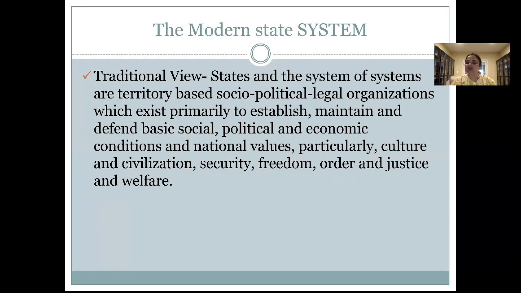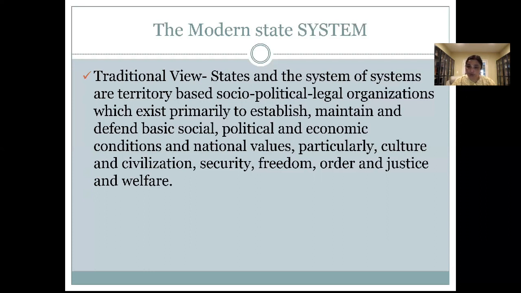Please understand, there is a traditional view of the way we look at the state. The state and the system of states are basically territory-based. They are social, political, legal organizations which exist primarily to establish and maintain basic social, political, economic conditions and national values, particularly culture and civilization. Indian civilization, Chinese civilization, the Western civilization. Security. State security is very important. That's why all of us have military forces.